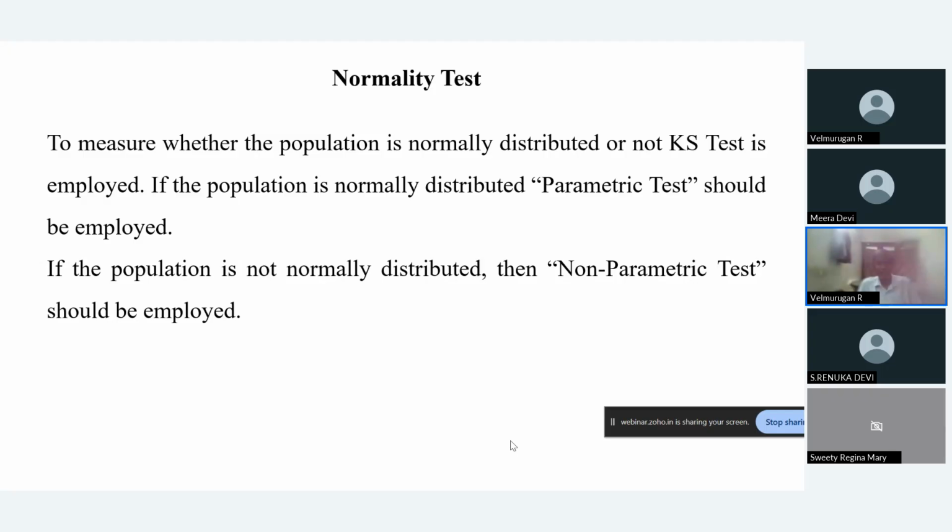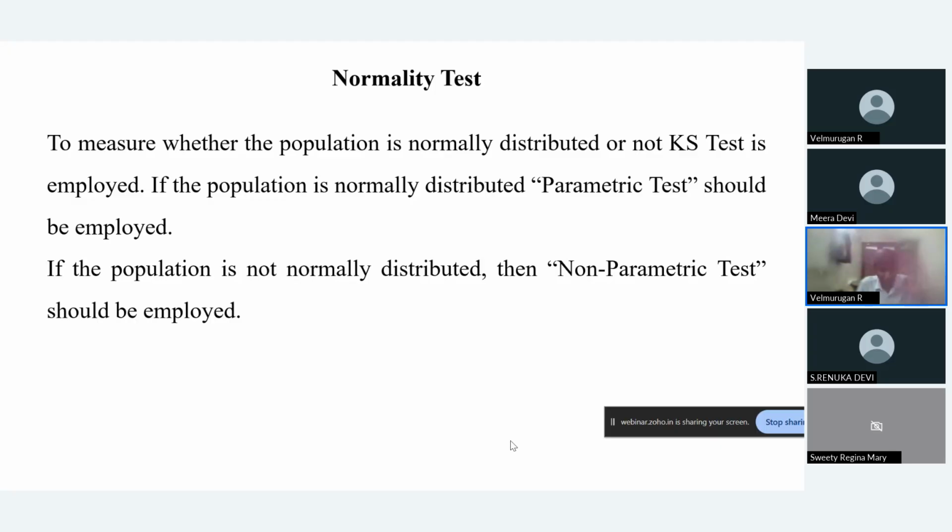Another test is the KS test. It is called the Kolmogorov-Smirnov test. Yes, the word is very complicated to pronounce. Shortly, it is called the KS test. By employing the KS test, that is the Kolmogorov-Smirnov test, we can identify whether the population is normally distributed or not normally distributed.